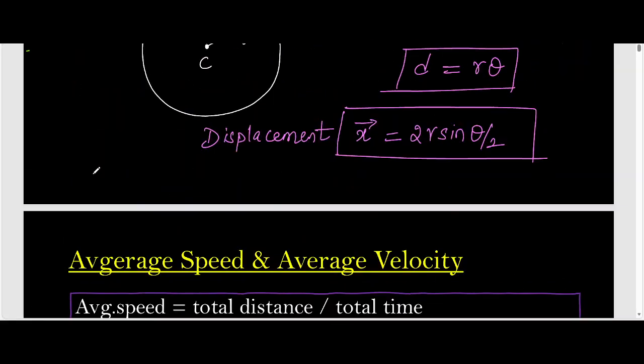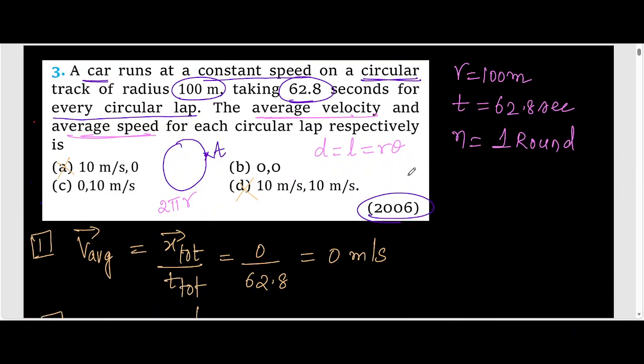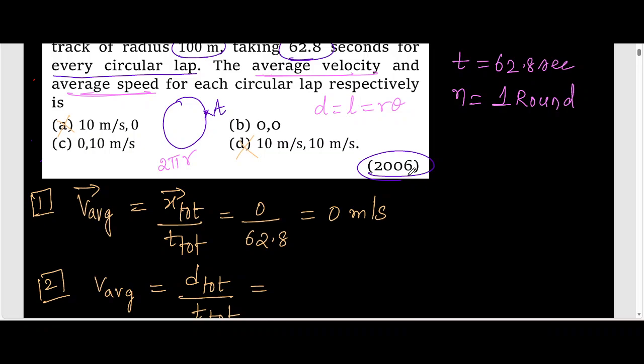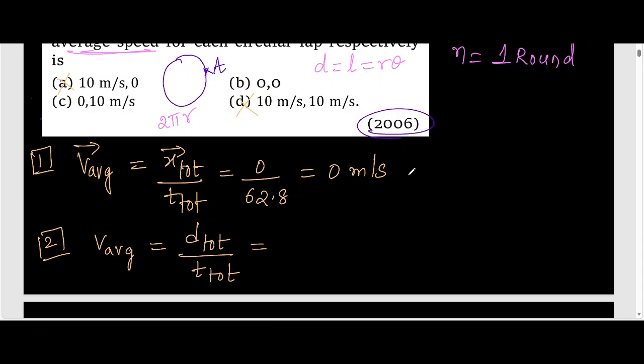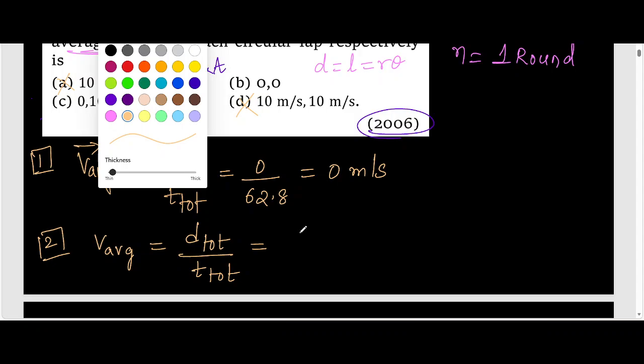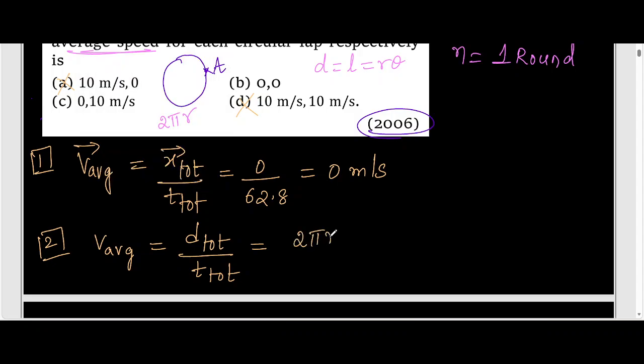An important point, theta must be in radians. I'll write it down here. Theta must be in radians. That means if it is 360 degrees, then it's 2 pi radians. 180 degrees, pi radians, like that. Now for one round, it is how much? 2 pi radians, 360 degrees. So r into theta, r into 2 pi. So it is 2 pi r upon 62.8.